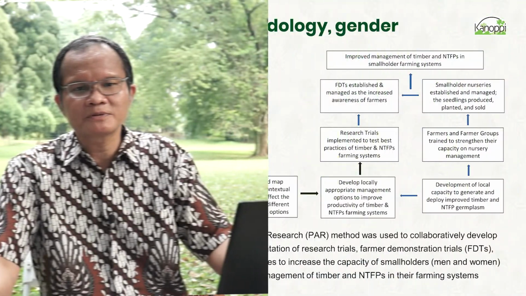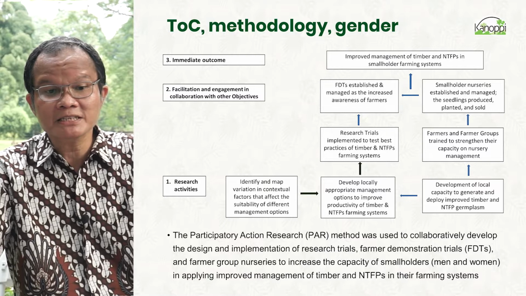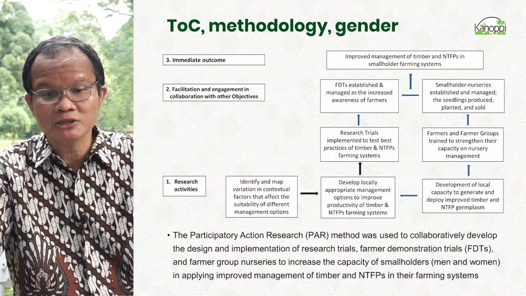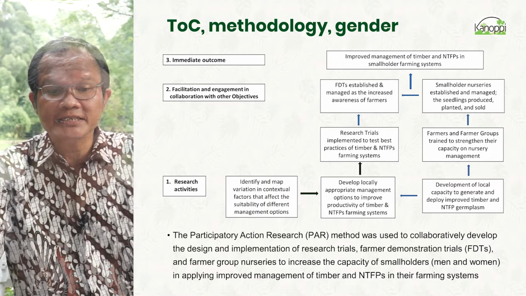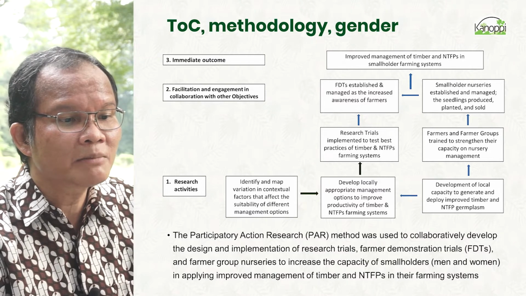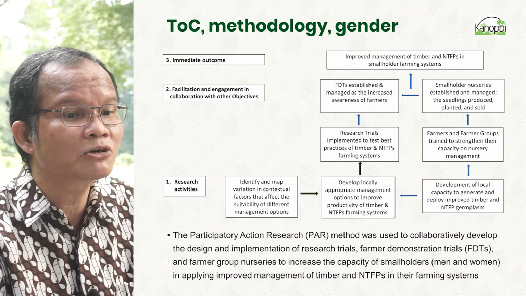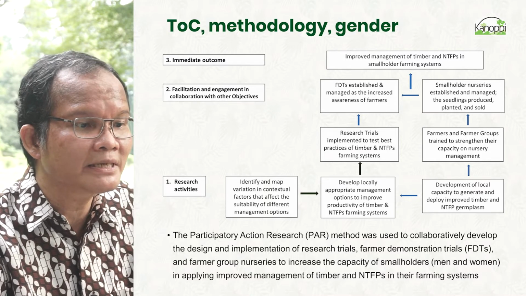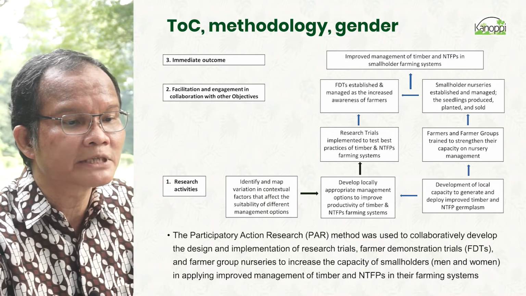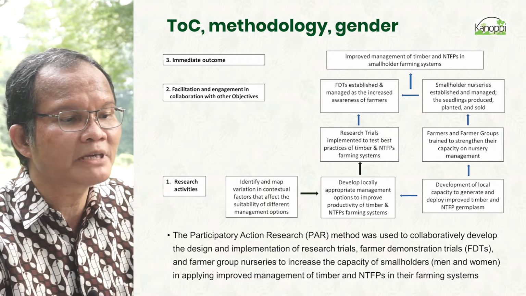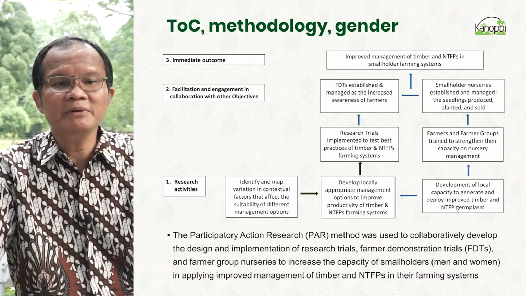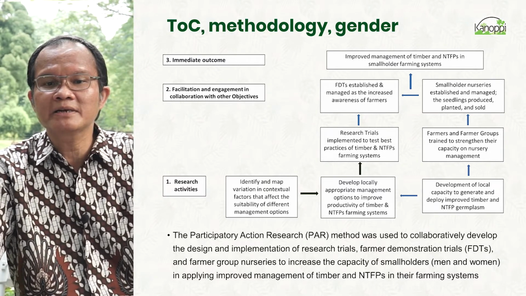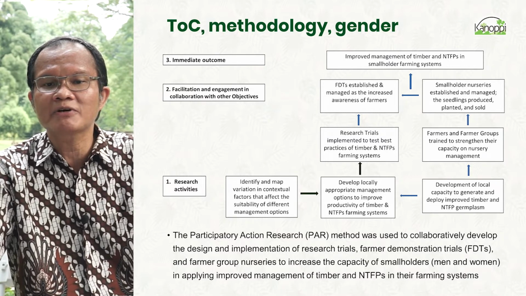For the theory of change, methodology, and gender of Objective-1, we use the participatory action research, or PAR, method. It was used to collaboratively develop the design and implementation of research trials, farmer demonstration trials or FDTs, and farmer group nurseries, to increase the capacity of smallholders, men and women, in applying improved management of timber and NTFPs in their farming systems.